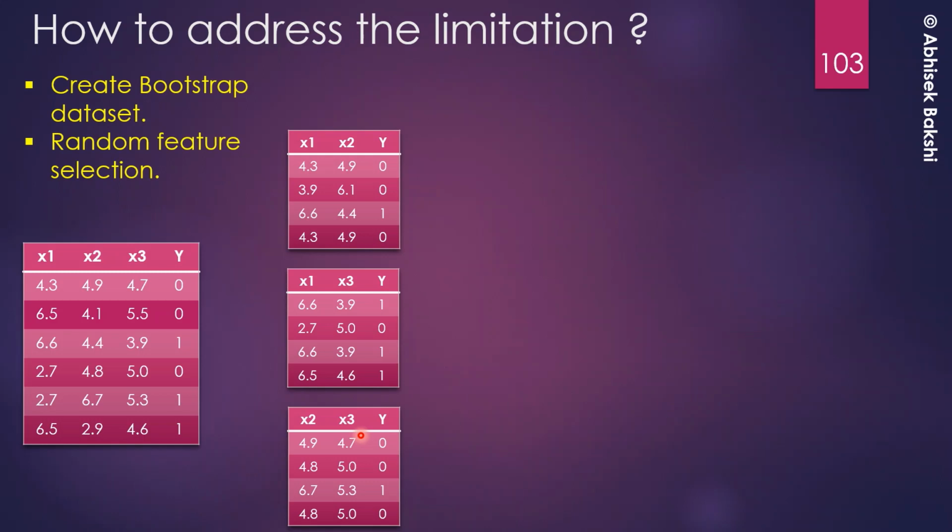Something like that. And because of these different features we are given, naturally the decision tree that will be created here will depend only on these features. The decision tree that will be created for this subset will basically reflect the features x1 and x3. As a result, what will happen? The correlation between two decision trees will be minimized.